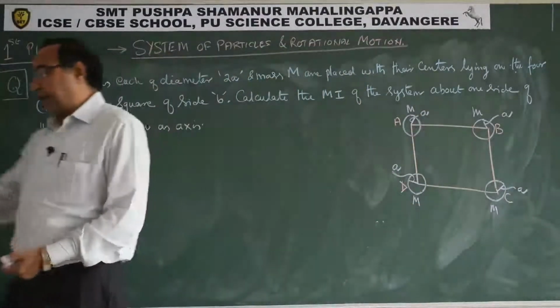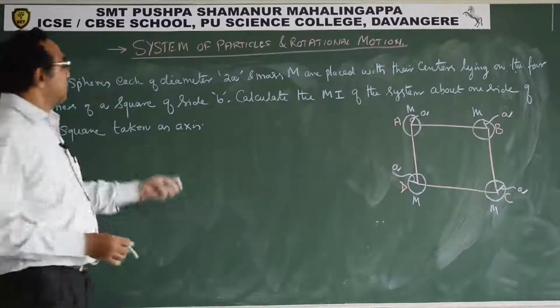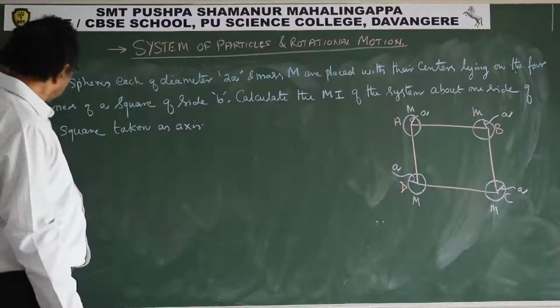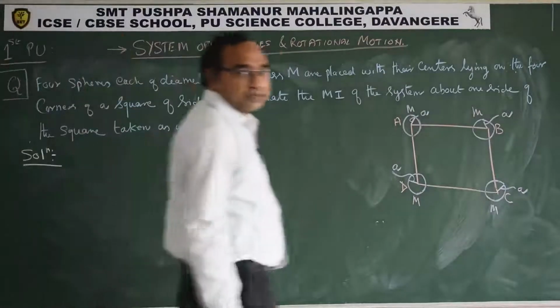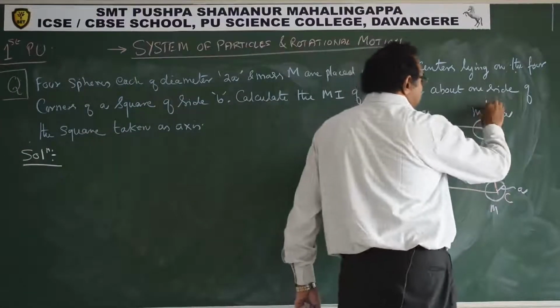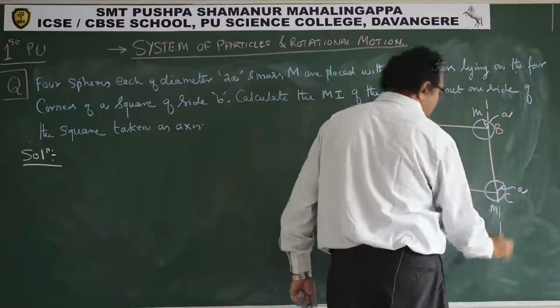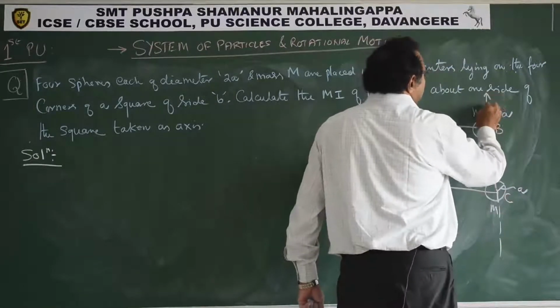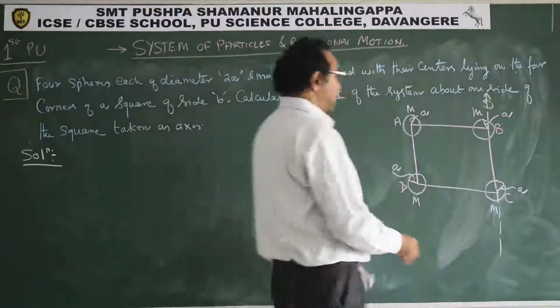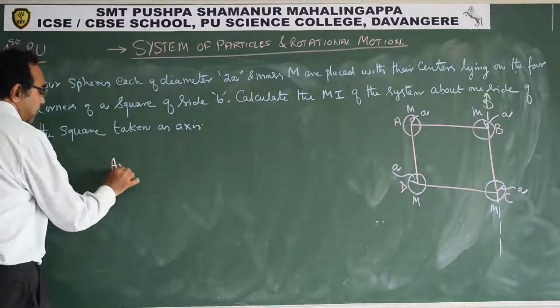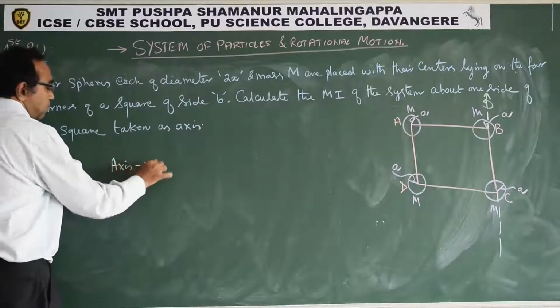Now what do we have to find? It says to calculate the moment of inertia of the system about one side of the square taken as the axis. Let us say this is the axis. This is the axis. So what we can say? Axis BC.